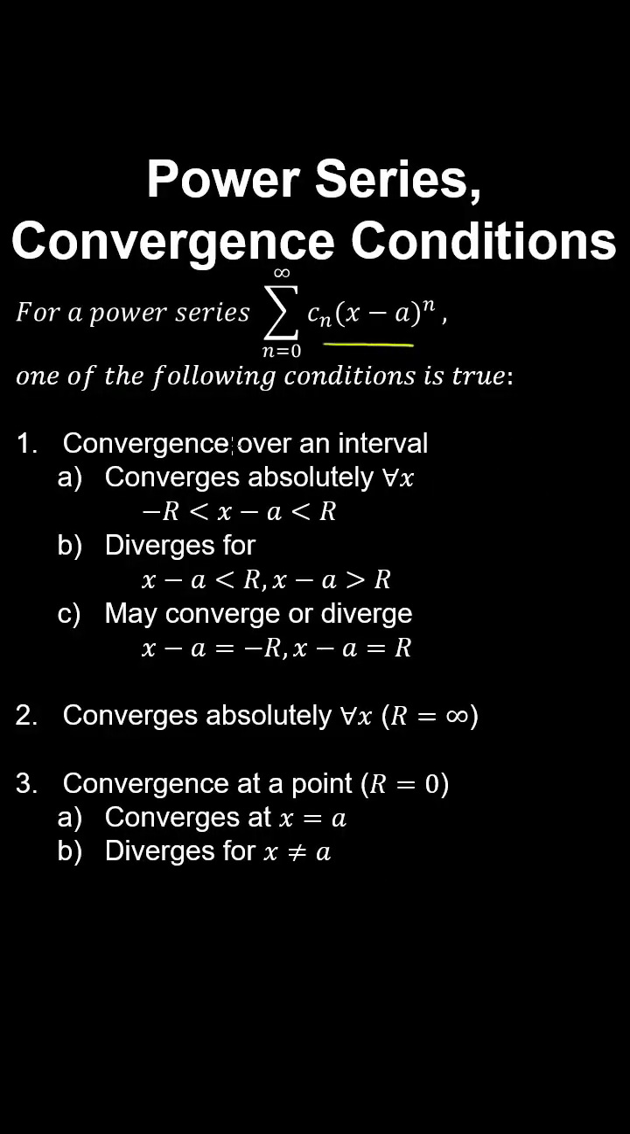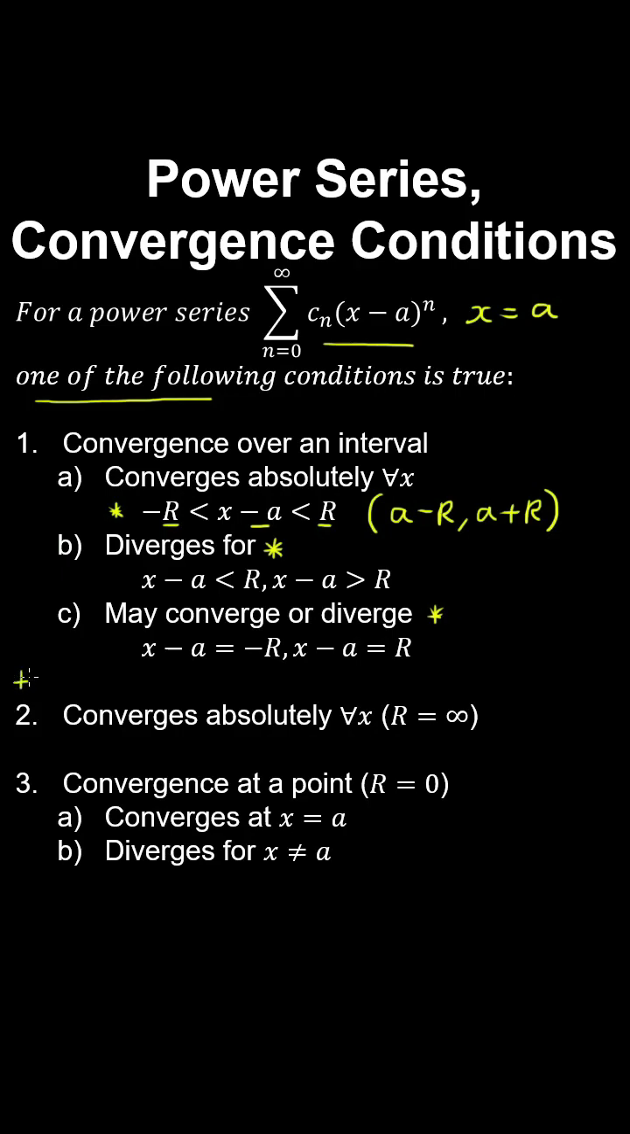Given the following power series, it can converge in one of the following ways. Number 1 is the power series can converge over an interval. Effectively, the interval of convergence for this power series centered on x equals a is a minus r to a plus r, where r is called the radius of convergence. So basically just add a to all these terms. Outside this interval of convergence, the power series diverges, and at the endpoints of the interval, the power series may converge or diverge, so we need to test those endpoints separately.